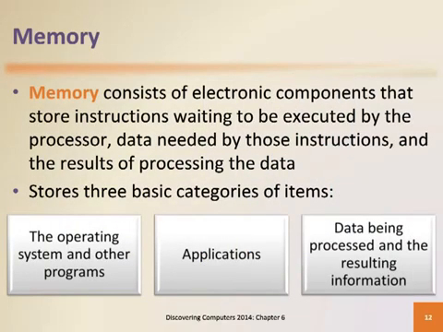Memory consists of 1 or more chips on the motherboard or other circuit board. Memory is measured by the number of bytes available for storage. A byte is a basic storage unit in memory. There are 3 categories of items that memory stores: the operating system and related software, application programs used to carry out a specific task, and the data being processed by the application programs.